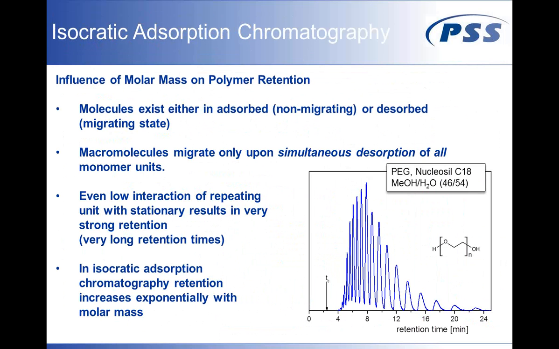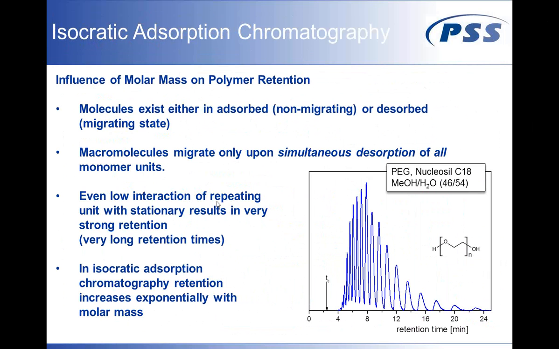So these are two states. And if we now have a macromolecule, then the macromolecule can only migrate if all repeating units are simultaneously desorbed. That's very important. For a macromolecule to migrate through the column, all repeating units have to be desorbed simultaneously. And if you go through a little bit of the calculation, you will recognize that the probability that all repeating units are simultaneously desorbed is quite low. Even if we have a very low interaction of the repeating unit with the stationary phase, this results in very strong retention of the macromolecule.